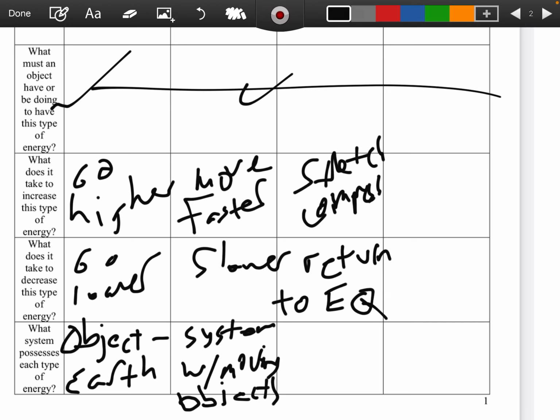What system possesses each type of energy? A system of not springs, but let's say springy things. So anything that's kind of springy.